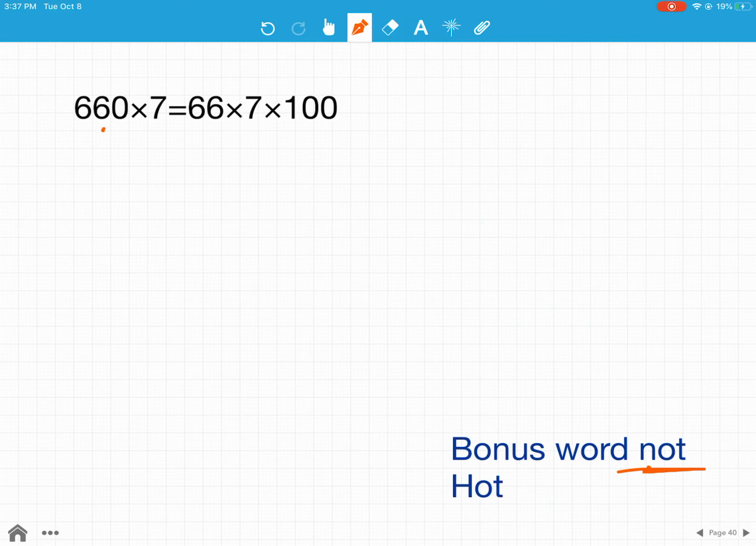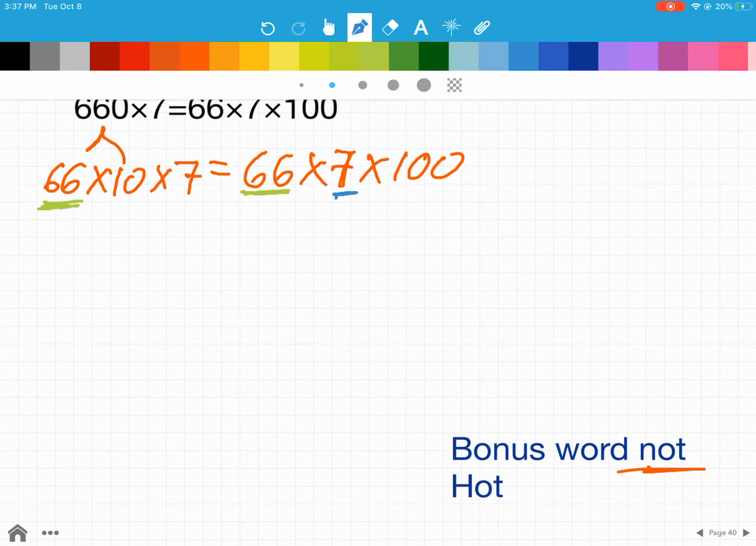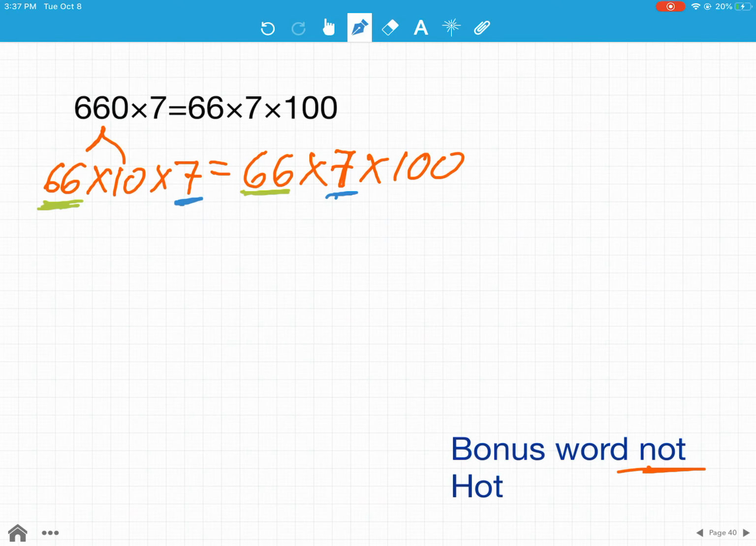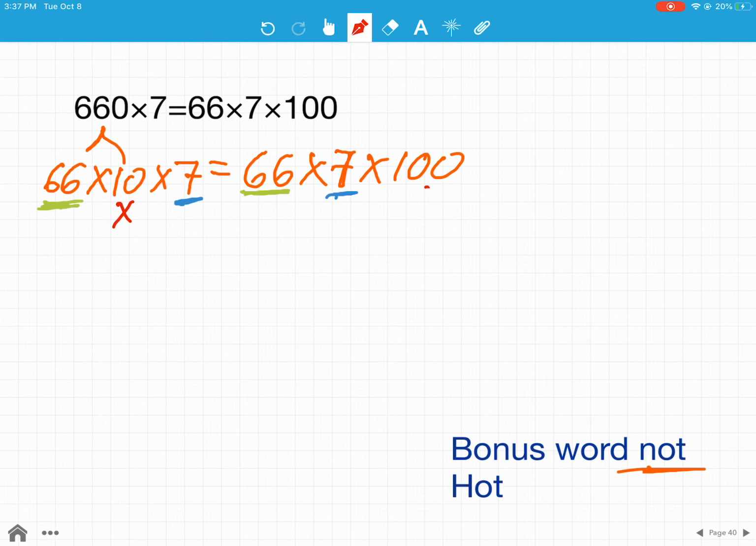Okay, so this one we can also take apart. We have 66 times 10 times 7. And we're checking if this is 66 times 7 times 100. All right, well, we do have the 66. We do have the 7. But we do not have the same here. The last ones, we do not have the same.